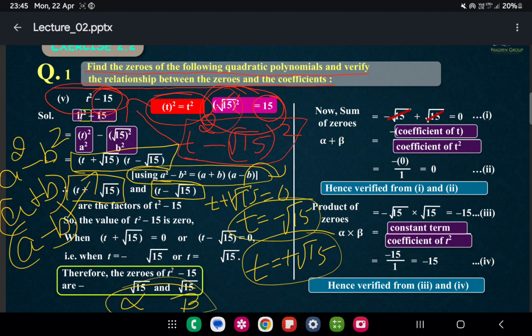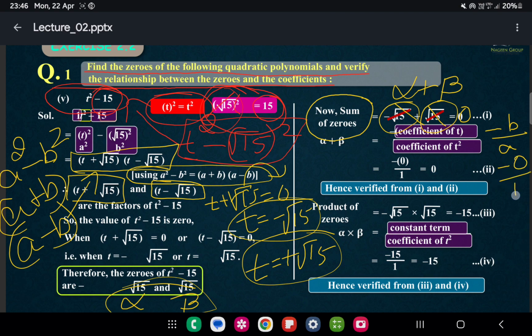So we can consider that one will be plus and one will be minus. Now we can go for finding the sum of the zeros. Sum of the zeros is alpha plus beta, that will be minus root 15 plus root 15, they will cancel each other, so you will get 0. And alpha plus beta as a formula is minus b by a, the coefficient of t is nothing, that means minus b is 0, divided by 1, that will be 0 only.